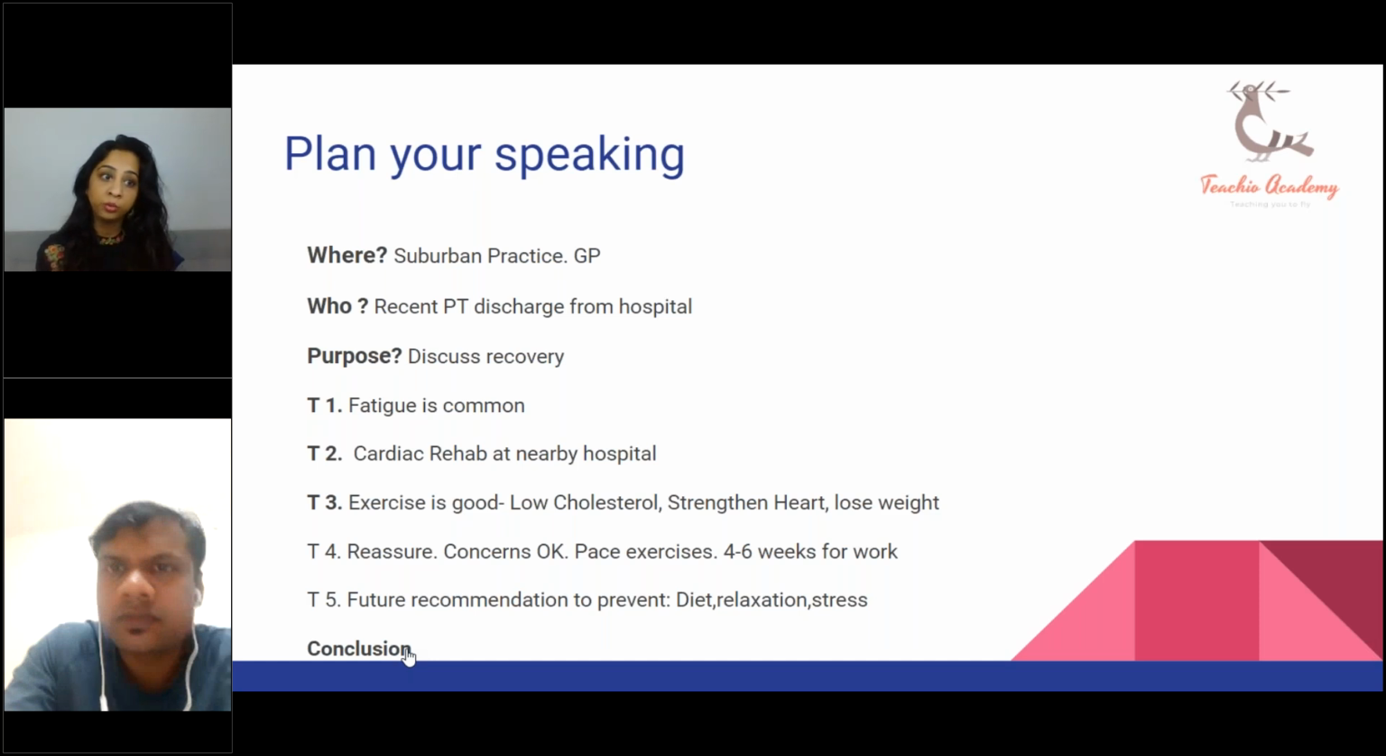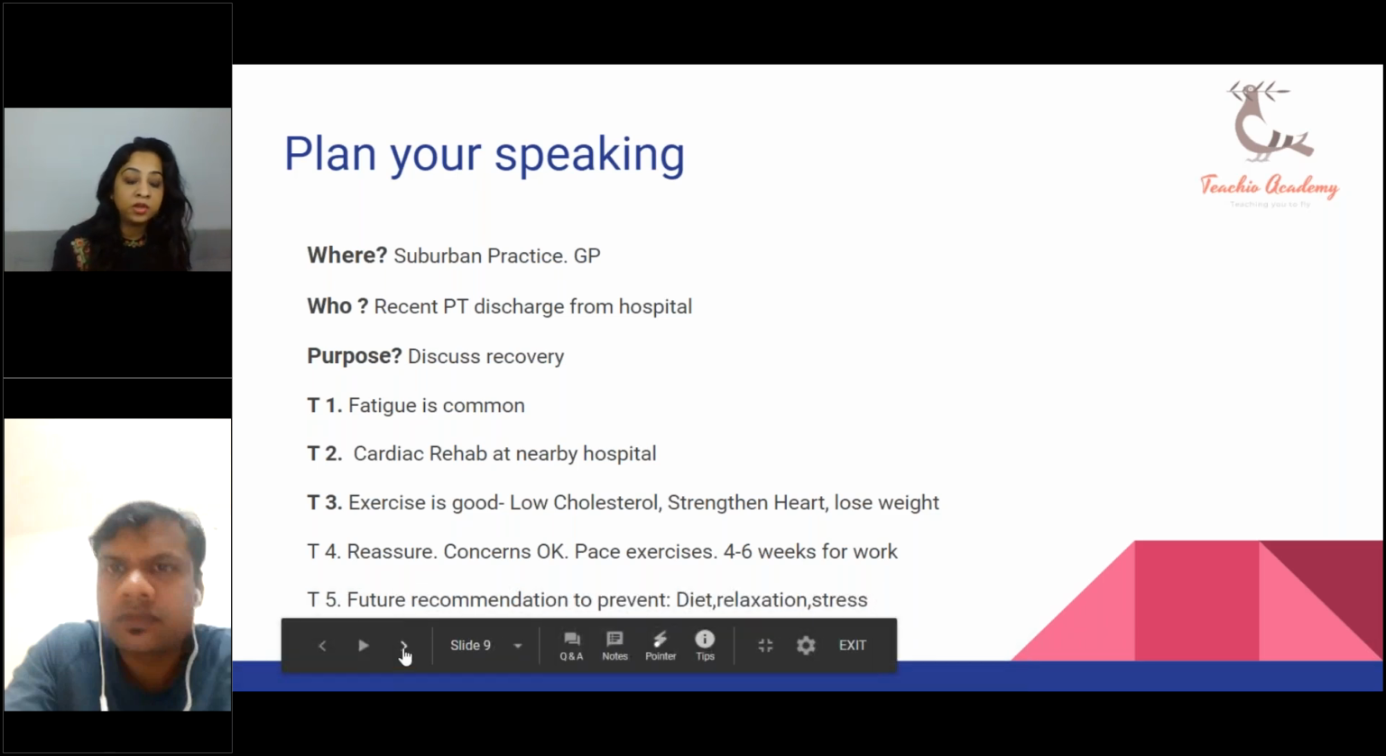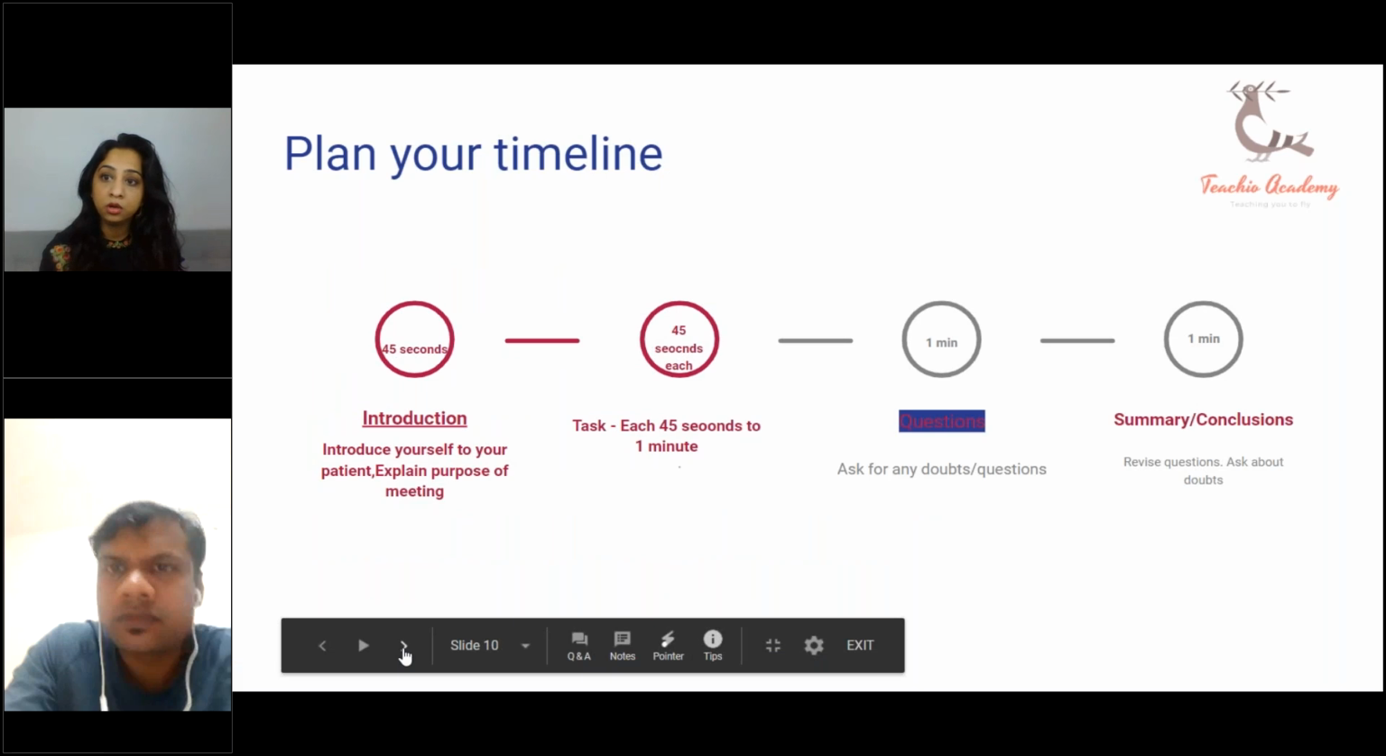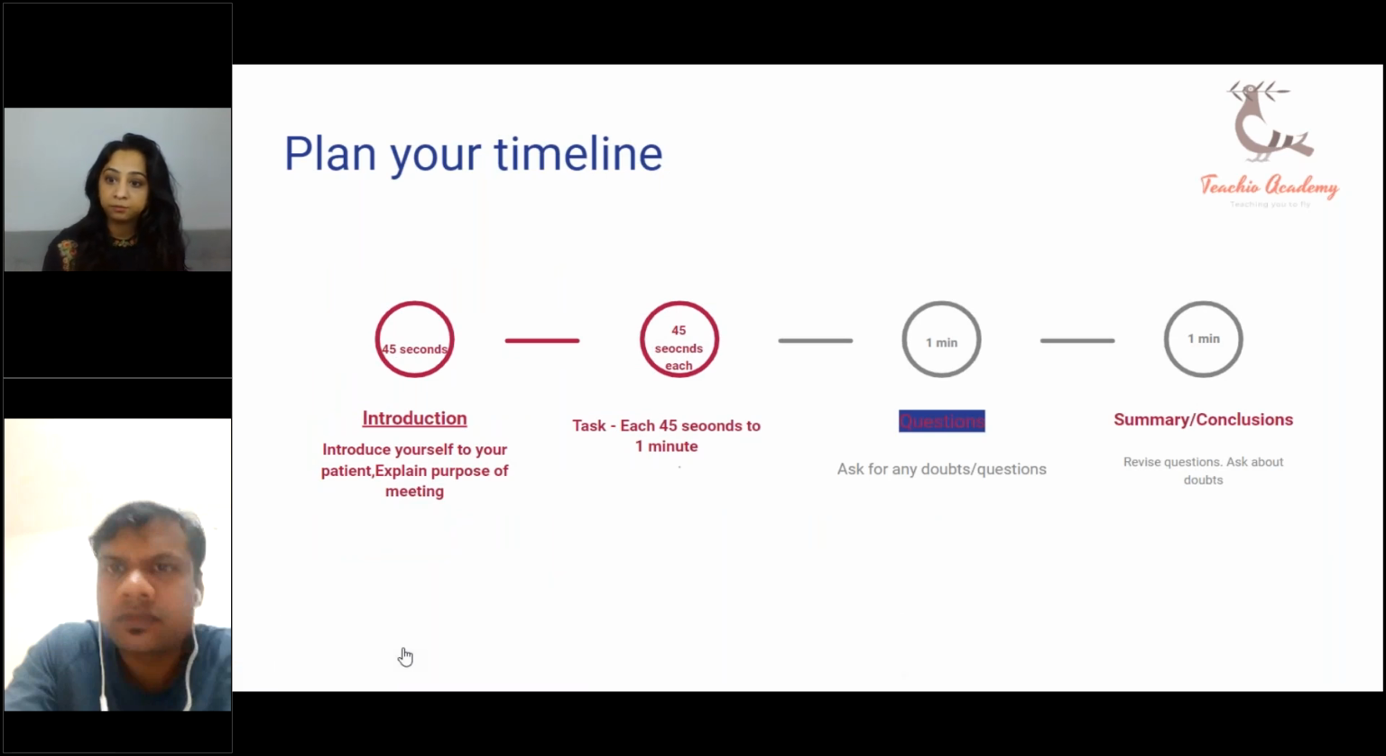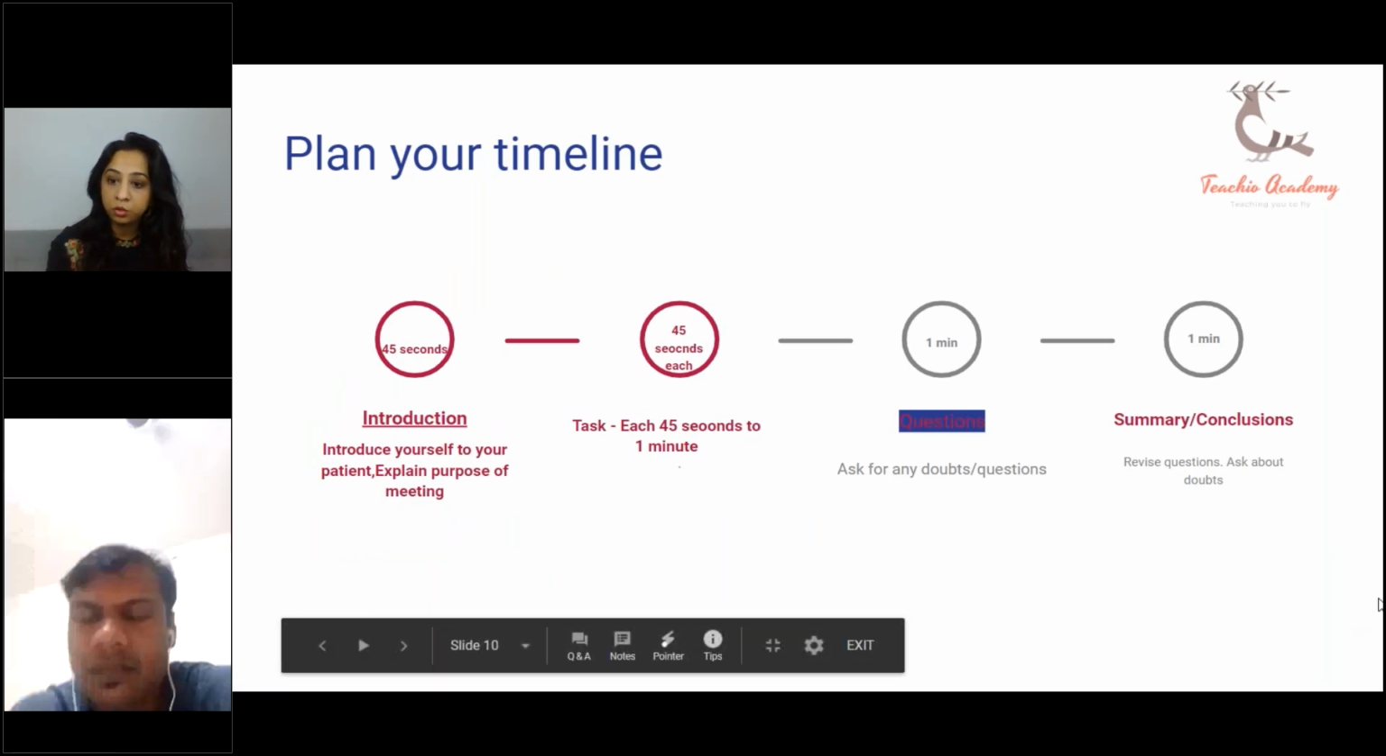So that's where, who, purpose, task, and conclusion. Where you're writing where, you can also write your role. So in this case, I wrote down GP or a general practitioner. You may write medical registrar, you may write lead nurse, you may write ward nurse. So you have to write your role as well. Okay, moving on. Then I would plan my question.